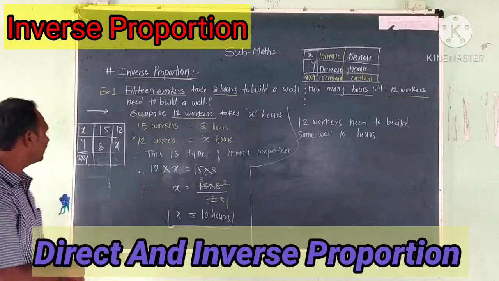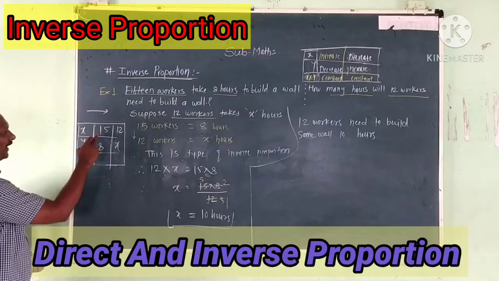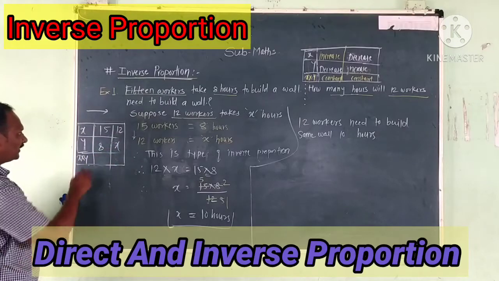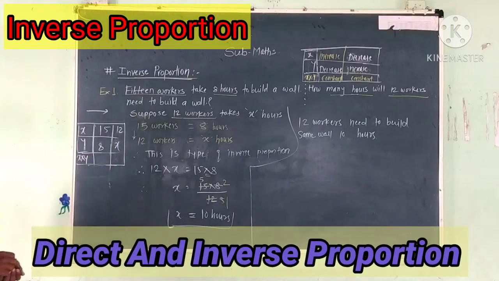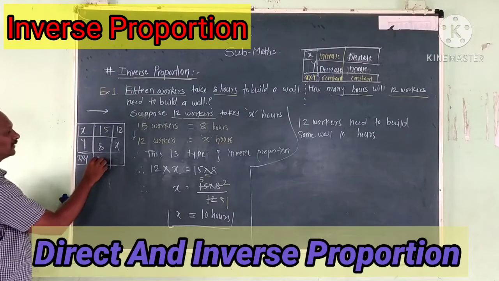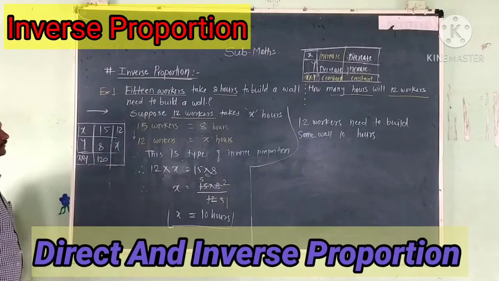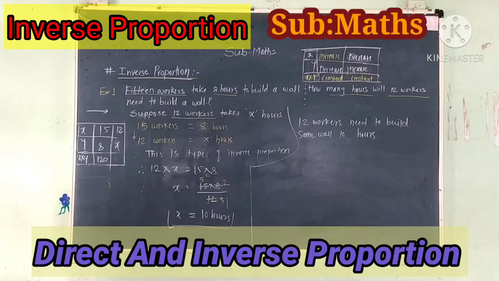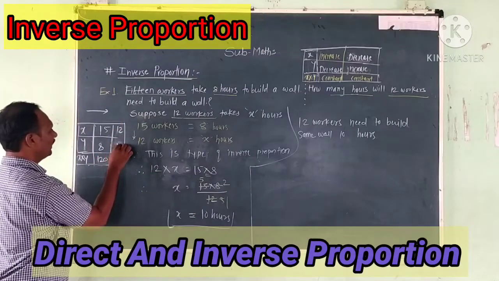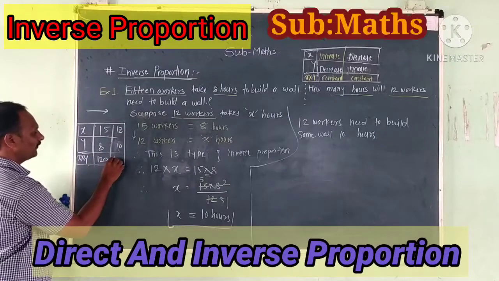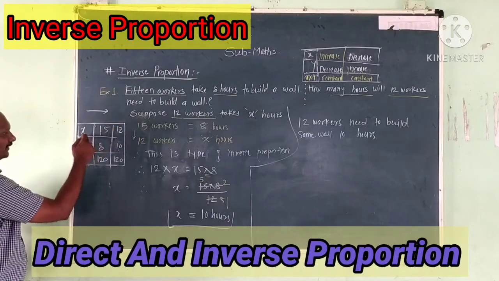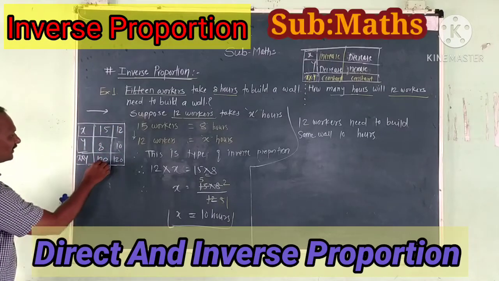Here you write 15 workers and 8 hours. 15 into 8 is 120. Now what is the value of x? x is equal to 10. 12 into 10 is 120. So x into y is 120. This is a constant value.